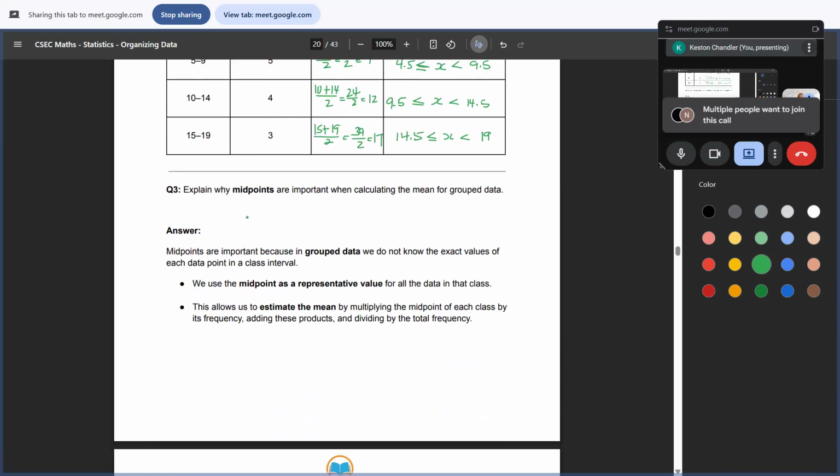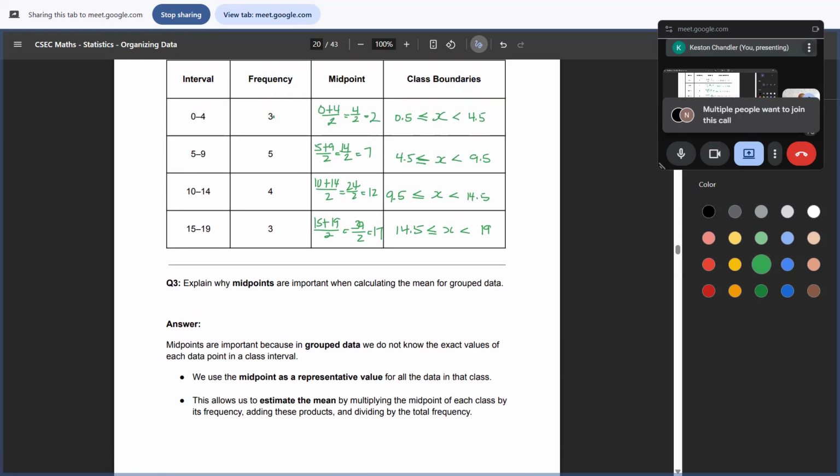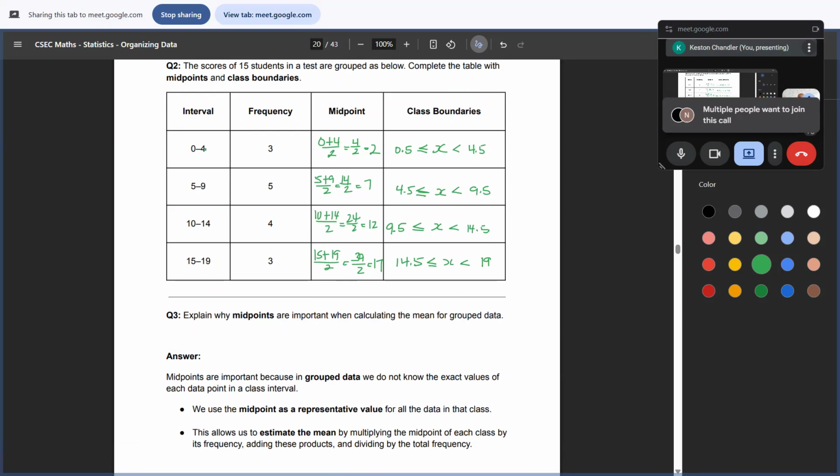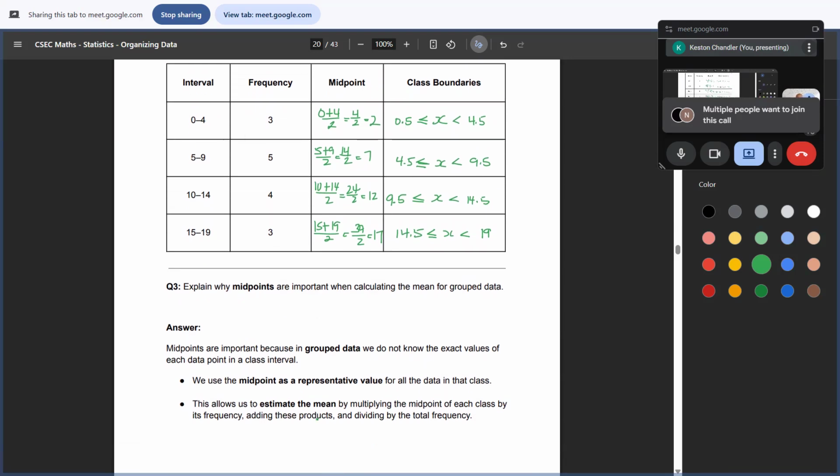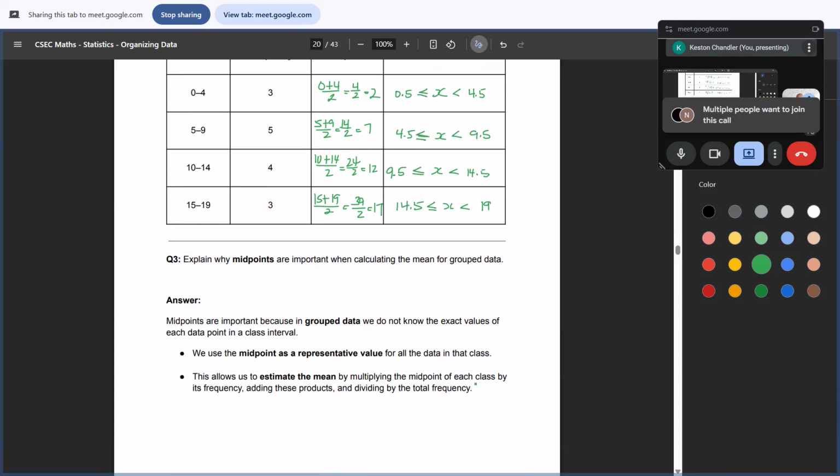The last question here is explain why midpoints are important when calculating the mean for grouped data. Now, midpoints are important in grouped data because we don't know the exact value of each data point in a class interval. We just know that there are 3 values that lie between 0 and 4. We don't know if those 3 values are 3 ones, a 3, a 2, and a 4, all 4s, a 2, a 3, and a 4, a 0, a 2, and a 1. We don't know. So what we're actually doing is we're getting an estimate. The midpoint is like an average of that particular class. It's a representative value for that data class. And later on when we're calculating the mean, we'll estimate the mean by multiplying the midpoint of each class by its frequency. Yeah?